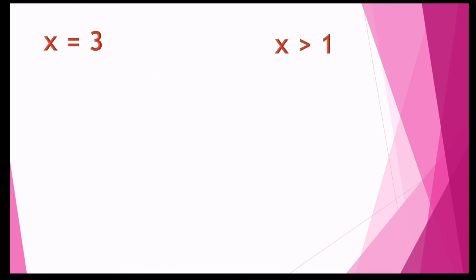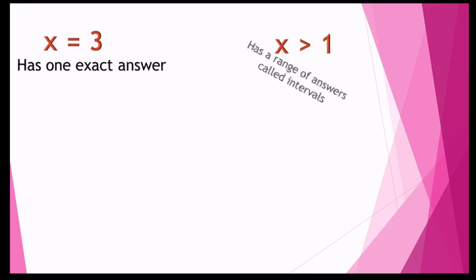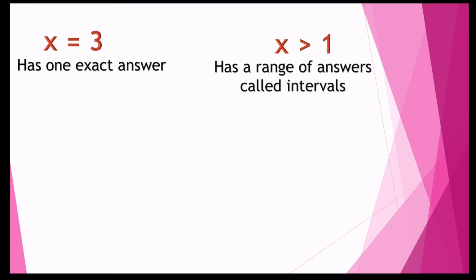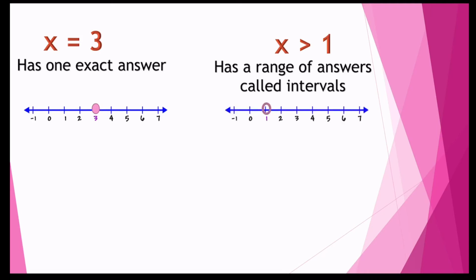So let's go through what these solutions look like. Normally we've been solving when we get x equals 3, meaning that's the exact answer, nothing else. But here I have a range of answers, and these are called intervals. So on a number line, when you had an exact answer, it's just 1 dot, that's my answer. But now I'd have a range of answers. So anything that's shaded there is a solution, meaning I could plug it in and it makes the statement true.